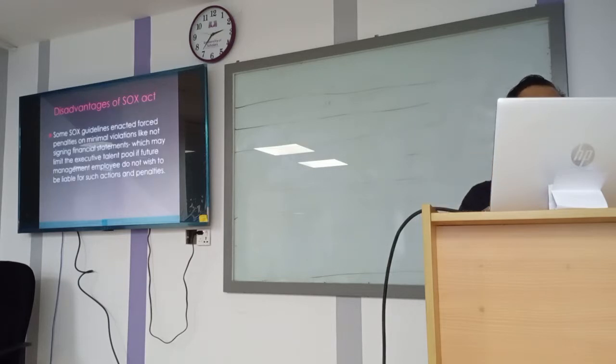There is another one. Some SOX guidelines enacted harsh penalties on minimal violations, like not signing financial statements, which may limit the executive talent pool if future management employees do not wish to be liable for such actions and penalties.